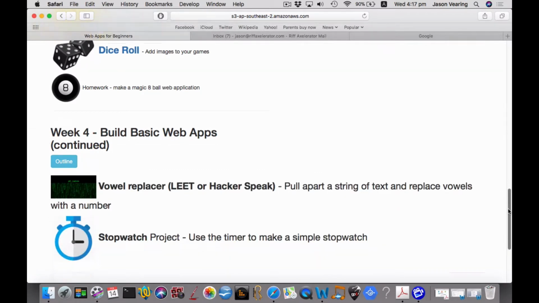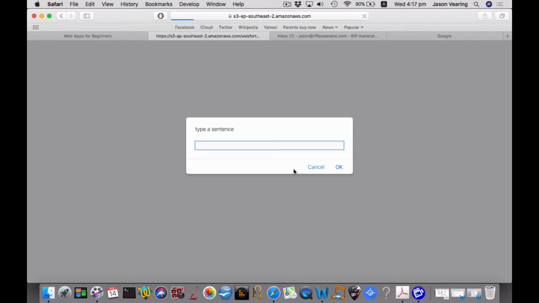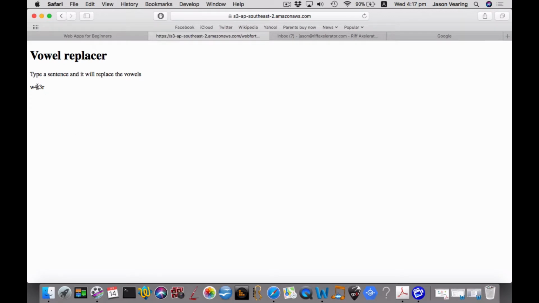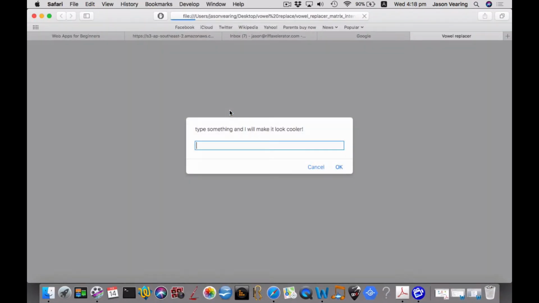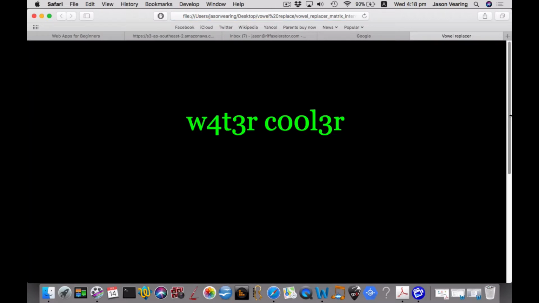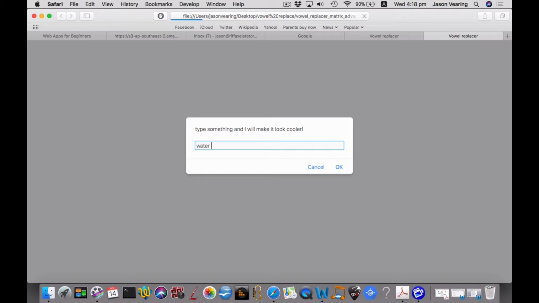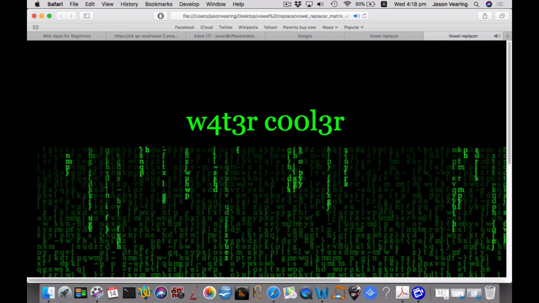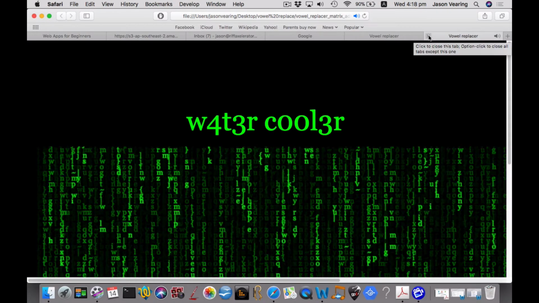And this one is the vowel replacer. So this is what the kids call leet. If you type in a word like water, it replaces the vowels with a similar looking character. And now this one is staged. So this is the basic level, and then we've got an intermediate level, which is the same concept but with a bit of CSS to make it look fancier, or the advanced level, bringing in more CSS and some audio into the equation.